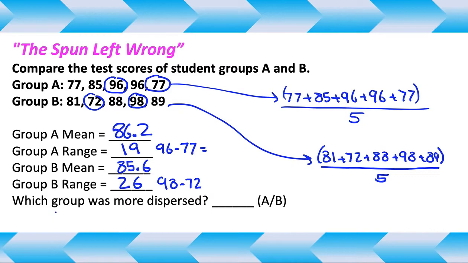All right, which group was more dispersed? Dispersed means mathematically spread out, further spread. Range is basically the spread of the numbers. How far do they range? Well, B had a range of 26. A had a range of 19. So I think B is going to be the winner.